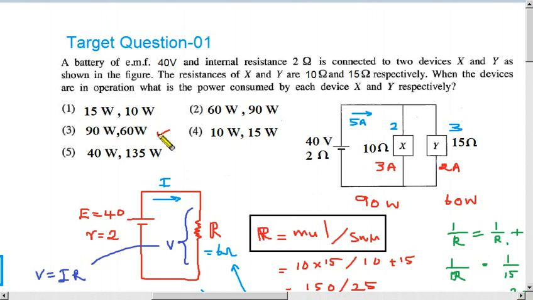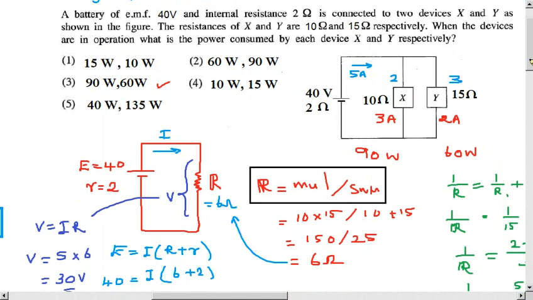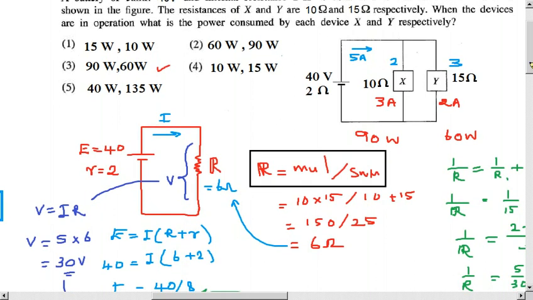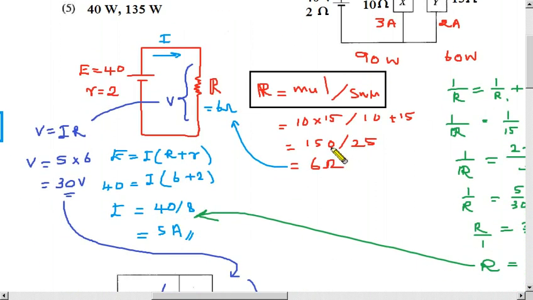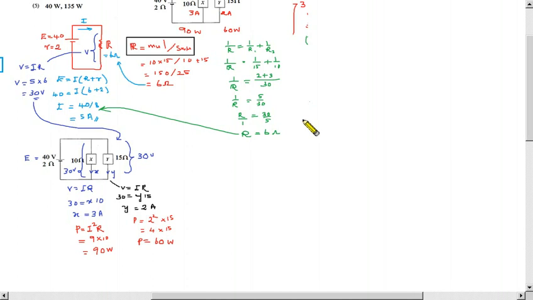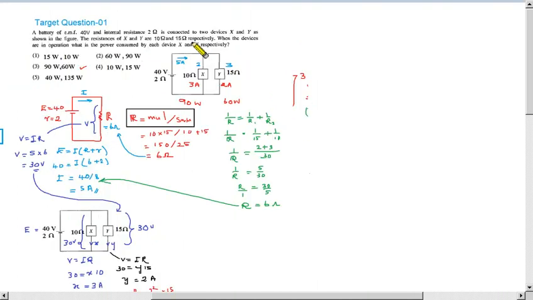This check mark I marked the first time, when I was doing it by heart. Okay, the same answer we received from both methods. So I have written in green color the alternative methods, whatever method you can use. So let us now go to the next target question.